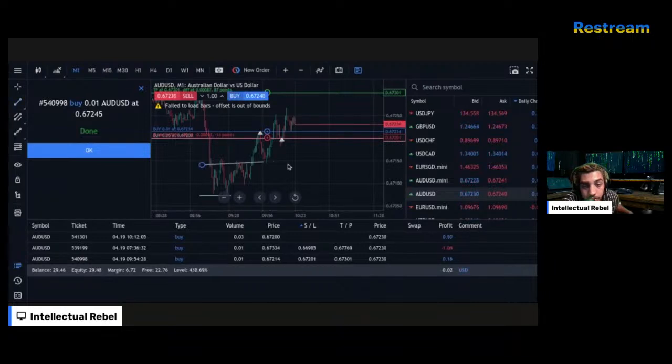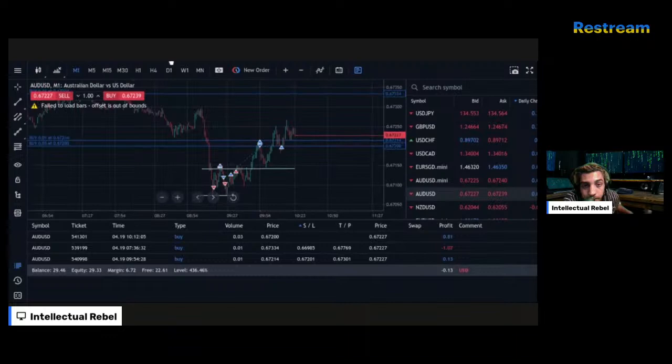Draw another line right here. It broke out of that, came up, came back down, tested over here, and broke out. You know what I'm saying? So I'm gonna follow that with my stop loss. I'll just do a trailing stop loss.